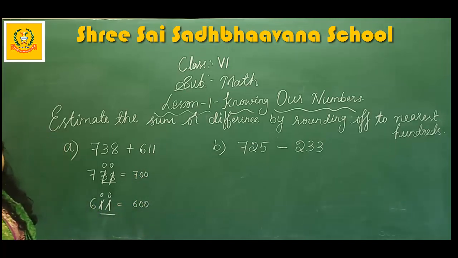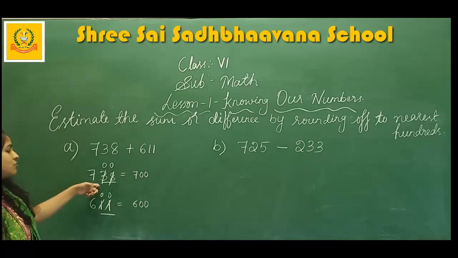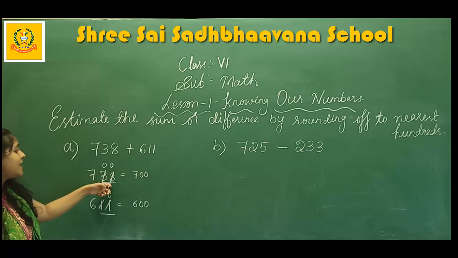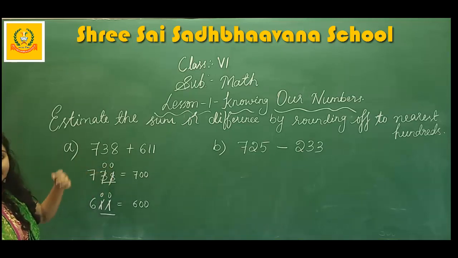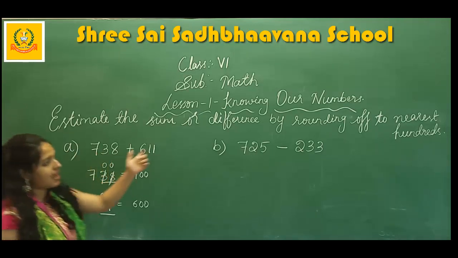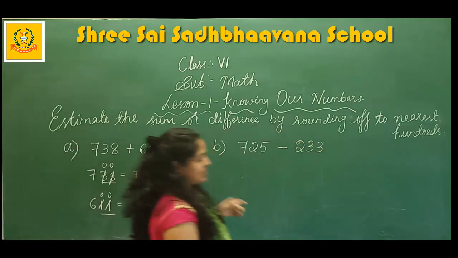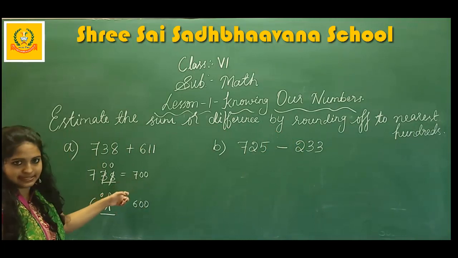Now what do we have to do? We have to check. What do we have to check? Whether the last two digits are equal to 50, less than 50, or more than 50. If it is more than 50, you add 100. If it is less than 50, you can leave this as it is.